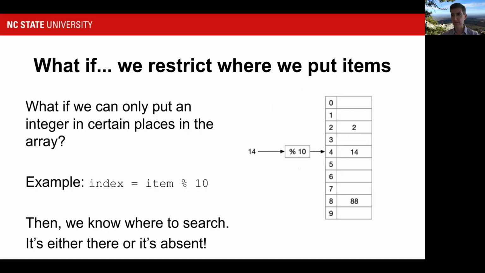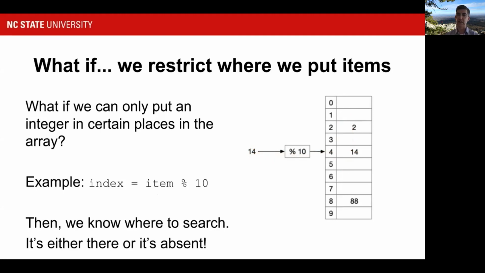And so we need to achieve the same simplicity in the data structure. So what if we restrict where we put items? Here's an example. What if the only place I'm allowed to put an integer is in the spot in the array whose index is equal to the integer modulo 10? If that modulo bothers you, just remember, when you modulo by 10, what you're basically doing is dividing by 10 and taking the remainder. And when you do that, you're just pulling off the last digit. So 14 modulo 10 is 4 because it just pulls off the last digit. So the only place I'm allowed to put 14 in this array is in position 4. That's the only place it can be.